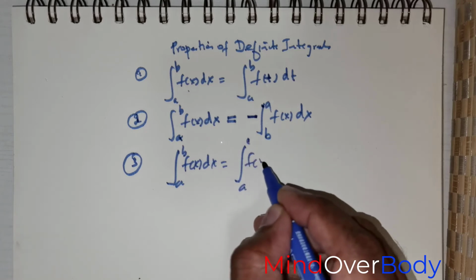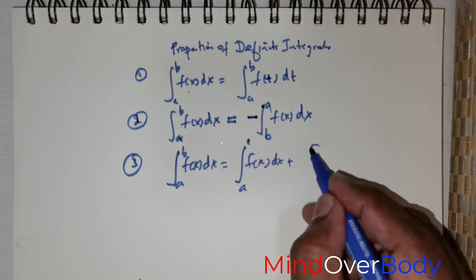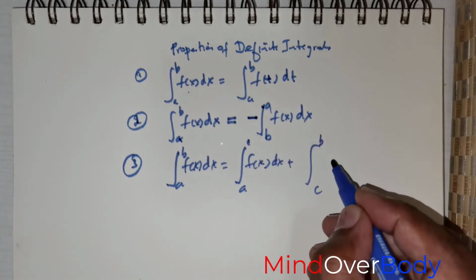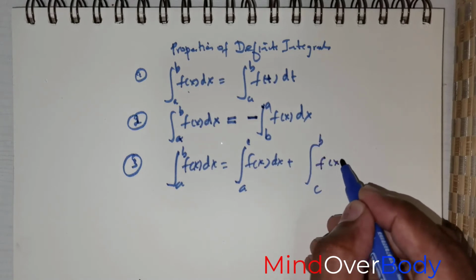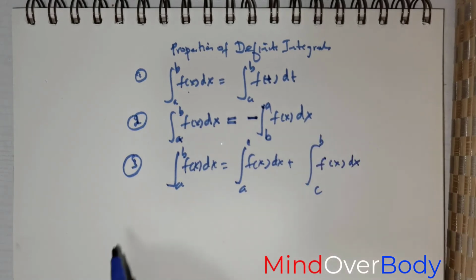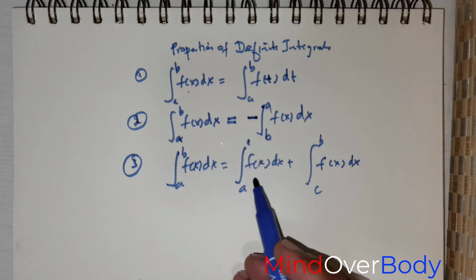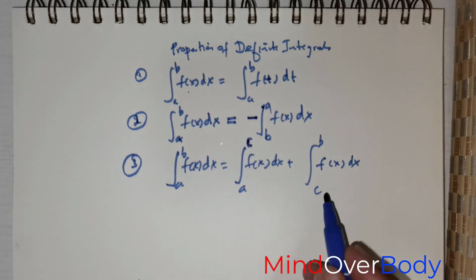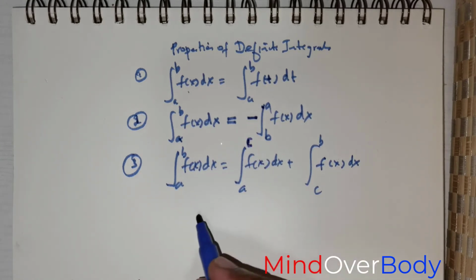Now the third important property is integral a to b f of x dx is rewritten as integral a to c f of x dx plus integral c to b f of x dx. Now the integral is actually split. The reason for the split is because we are encountering a point of discontinuity.